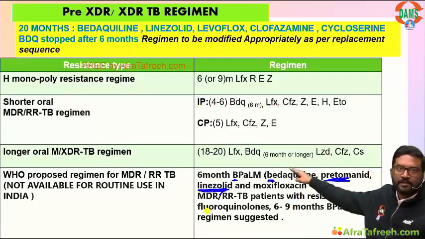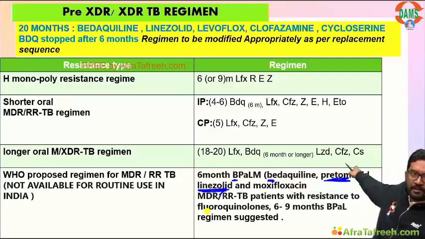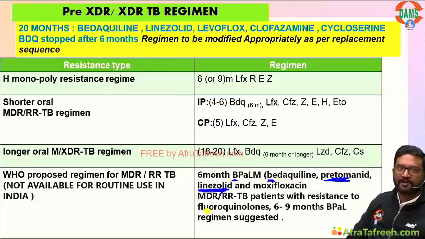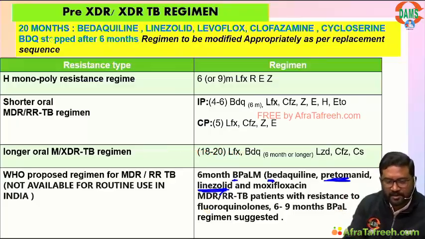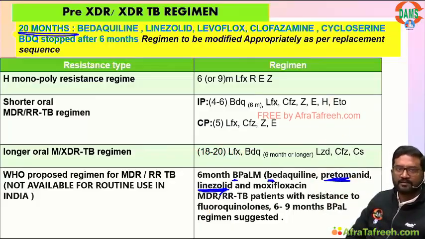M stands for moxifloxacin, B for bedaquiline, PA stands for pretomanid, L stands for linezolid, and M stands for moxifloxacin. Now, if it is only a plain XDR TB, in our country the treatment is for 20 months. So that is the background regimen. Depending on the resistance pattern, you are going to change the medication.